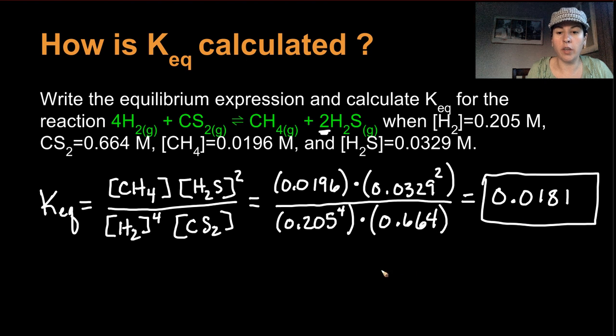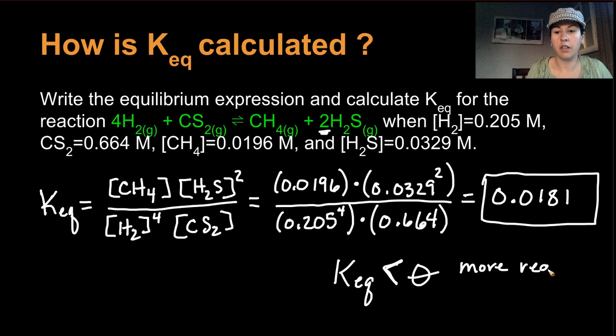One thing to note is if you take a look at this, KEQ in this case is going to be less than 1. Okay, less than 1. And when it's less than 1, remember that that means that there are more reactants than products.